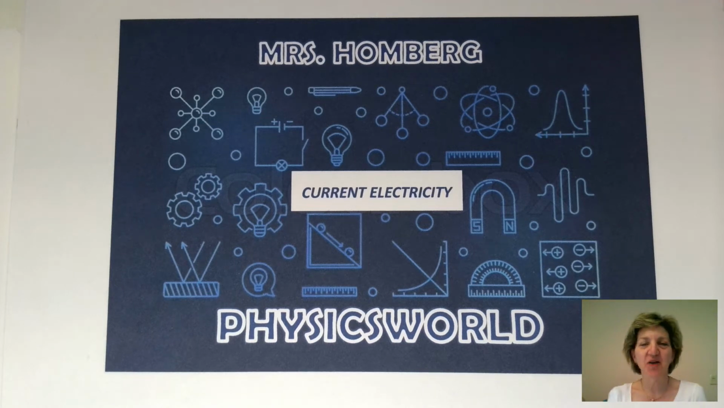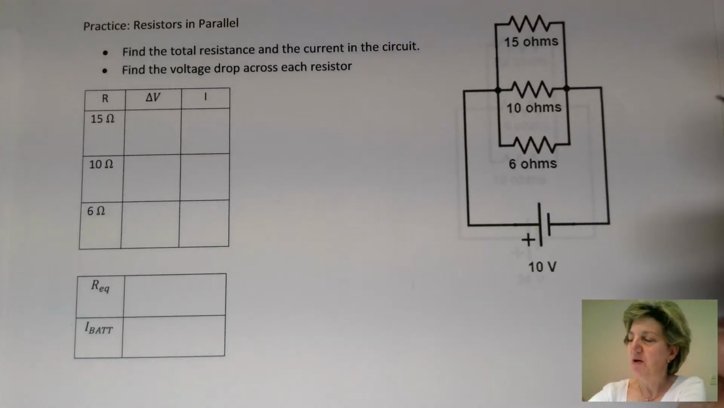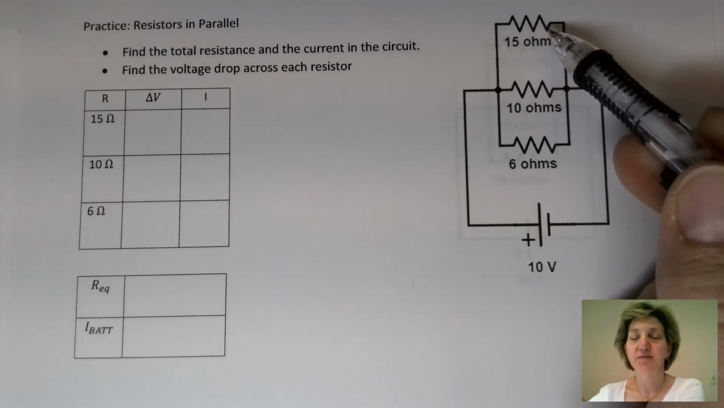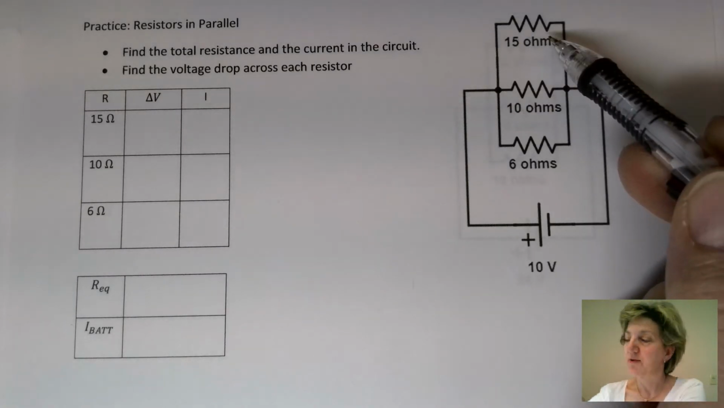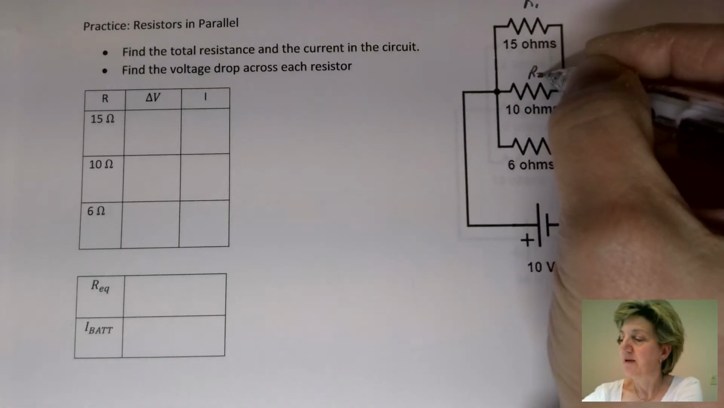This is Mrs. Homberg, and in continuing our work with current electricity, we're going to understand how to solve parallel circuit problems. Here we have a sample problem. We notice that there is a battery and there are three resistors. What we're going to do is name this R1, R2, and R3.